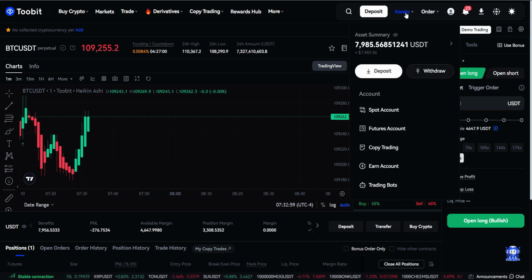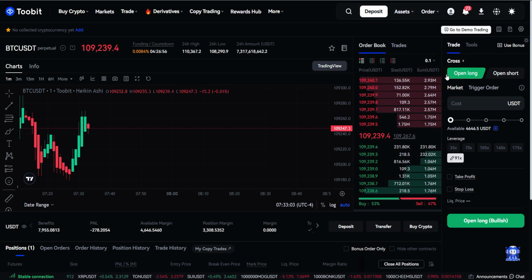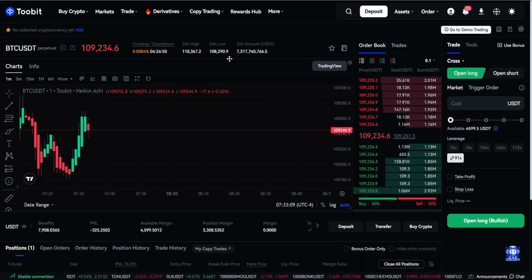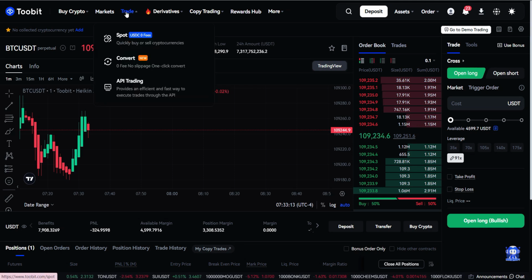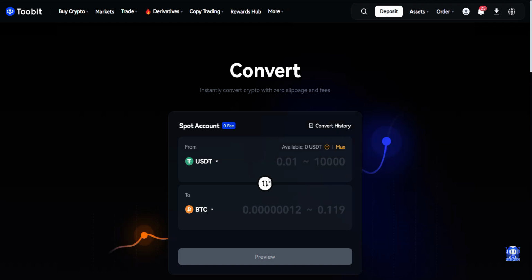Now, when I deposit, I always deposit USDT because it just makes it simpler and faster. It gets there quick and you can use it for trading straight away. When you're done, if you want to have BTC instead of USDT to withdraw, you can do USDT to BTC and withdraw from your spot account.